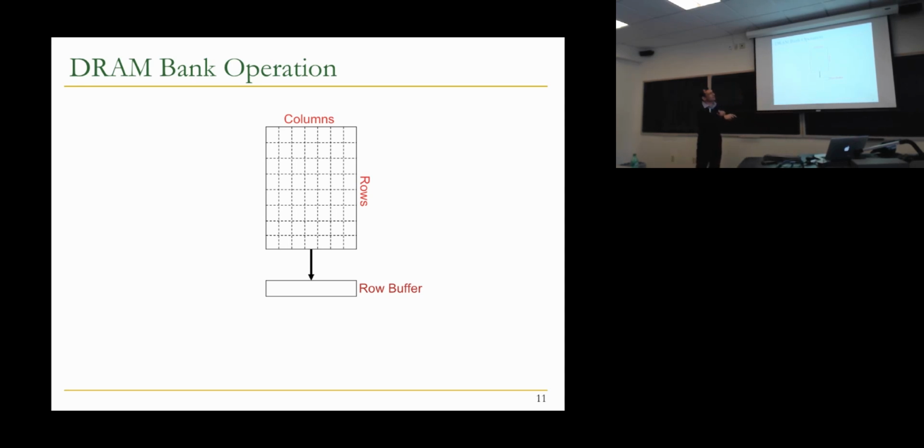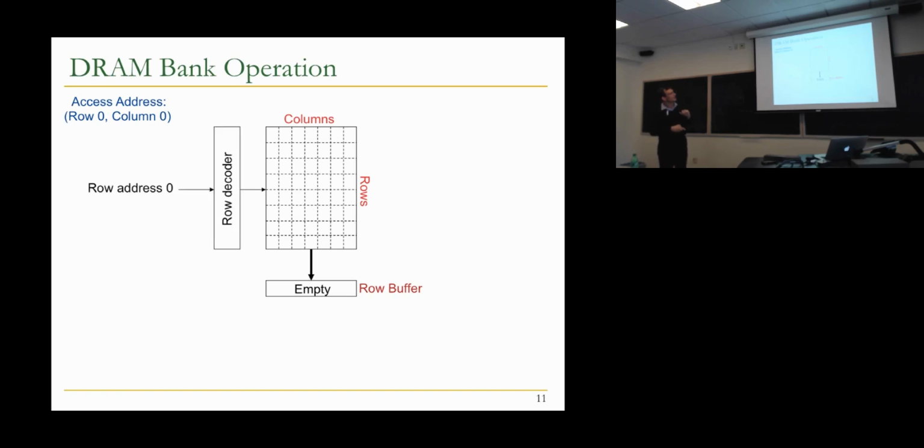So you can access a row only from the row buffer. Initially, that row buffer is empty. Let's say the processor, the memory controller, wants to access an address at row 0, column 0. What does it need to do? It first needs to tell DRAM, activate row address 0. Get me this row and place it into the row buffer.